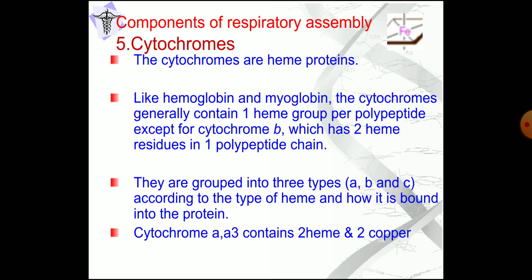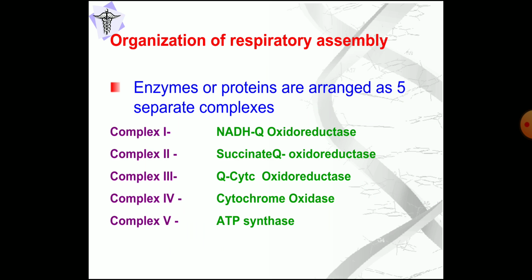Then cytochrome A3 contains 2 heme and 2 copper. The latest finding is that it contains 3 copper. So 2 heme and 3 coppers are present in cytochrome A and A3.